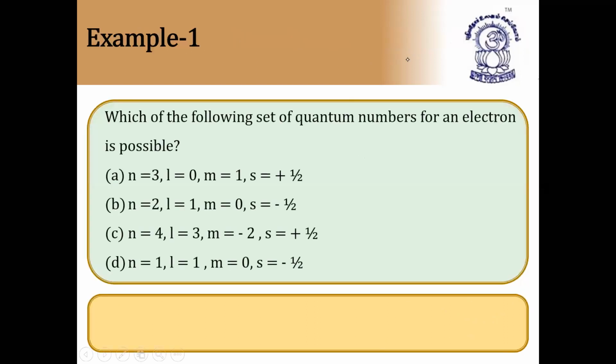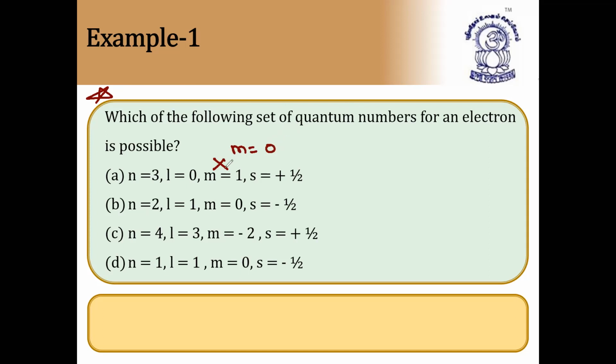Now examples. Which of the following sets of quantum numbers for an electron is possible? This type of question is important for competitive exams. So for the first option, n is equal to 3 and L is equal to 0, which means it is the 3s orbital. If L is equal to 0, M cannot be 1. So the first option is not possible, because M cannot be 1 for L equal to 0. If L is equal to 0, M is only 0.